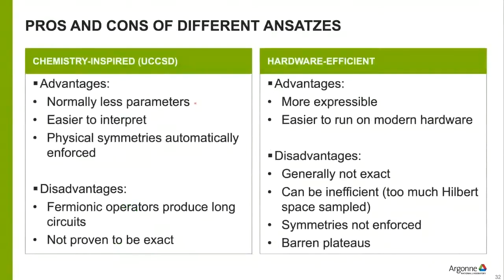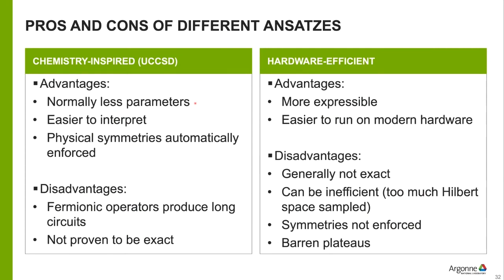So to summarize the pros and cons of different ansatzes, for chemistry-inspired unitary coupled cluster, you get advantages such as: you have to deal with a small number of parameters usually compared to hardware efficient ansatz. The results are easier to interpret because it's constructed from chemistry. And it also gives you a benefit that some symmetries such as parity are automatically enforced. The obvious disadvantages for NISQ hardware is the very long circuits with many 2-qubit gates, multi-qubit gates in general.